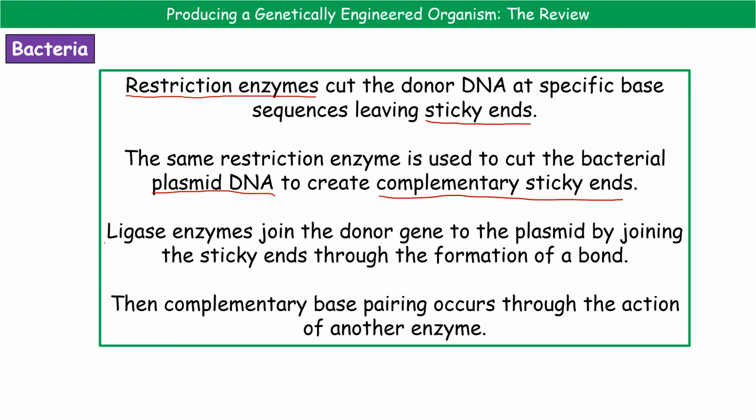To actually make it join, we use another enzyme called a ligase enzyme, which then joins our donor gene to the plasmid by joining the sticky ends together by forming a bond. We then get complementary base pairing through the action of another enzyme whose name you don't need to know for GCSE. So restriction enzymes do the cutting, ligase enzymes do the joining.